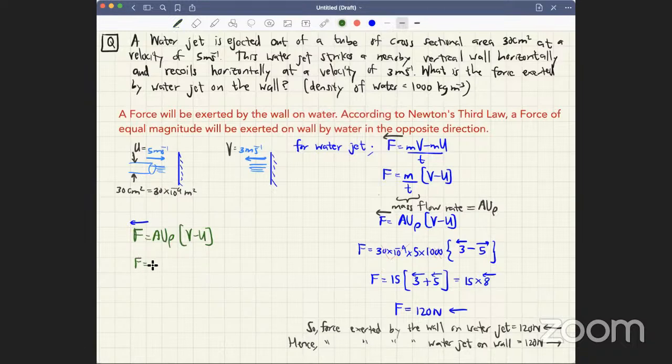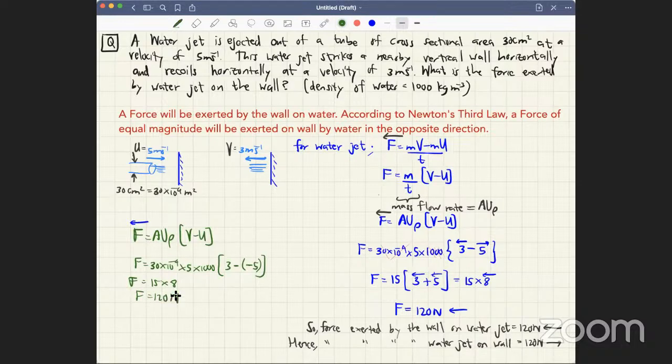F equals A is 30 into 10 to the power minus 4 into 5 into 1000. And inside the bracket, you can put 3 minus 5. Can you remember this? Hope you can remember this. 3 minus 5. This minus stands for the direction. This minus stands for the difference. You can write it that way as well. So that will be F equals 15 into 8 directly. F is equal to 120 Newton once again.